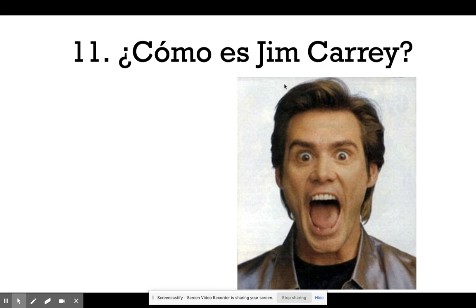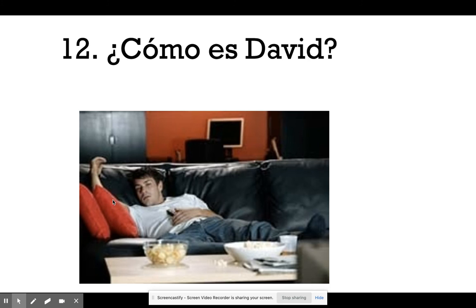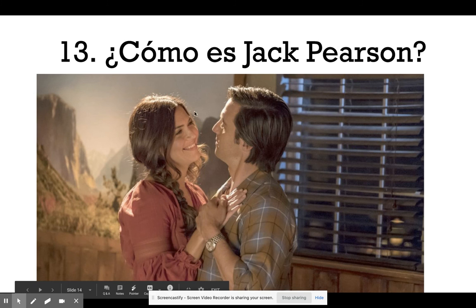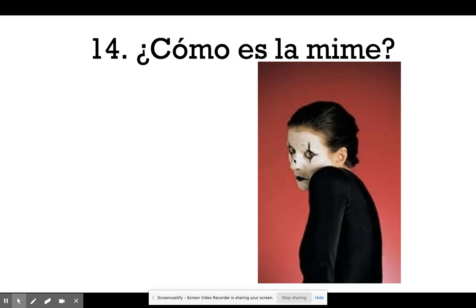11. ¿Cómo es Jim Carrey? He's been in movies like Pet Detective, Dumb and Dumber. 12. This is a made-up character. ¿Cómo es David? Look at what he's doing. Look at his room. Think about descriptions. 13. ¿Cómo es Jack Pearson? This is from This Is Us, if your mother or yourself watches it. And the last one, ¿cómo es la mime? And it's a female.